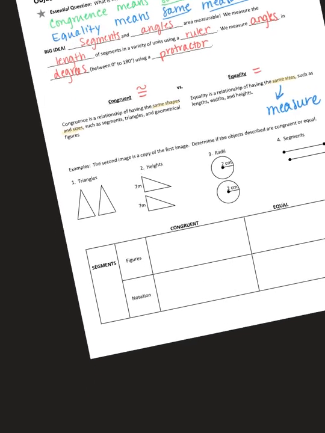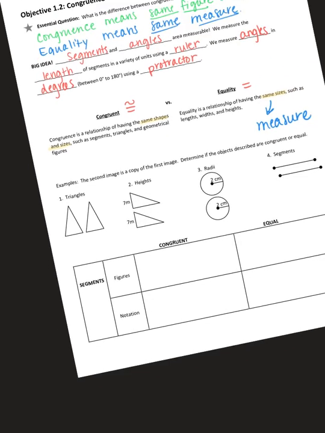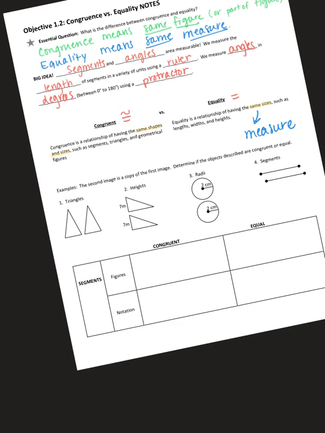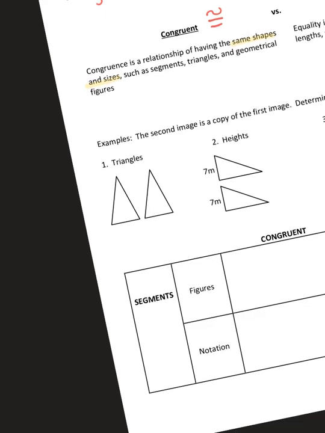All right, so let's look at these examples and see if we can understand this a little bit more. It says the second image is a copy of the first image. So in each of these 4 examples here, the images are exactly the same. Determine if the objects described are congruent or equal. In number 1, it says, look at the triangles. If we look at these 2 triangles and they're exactly the same, would we say that these triangles are equal or congruent? Because they are figures, we say that these triangles are congruent. So that's exactly what we're going to write: the triangles are congruent.